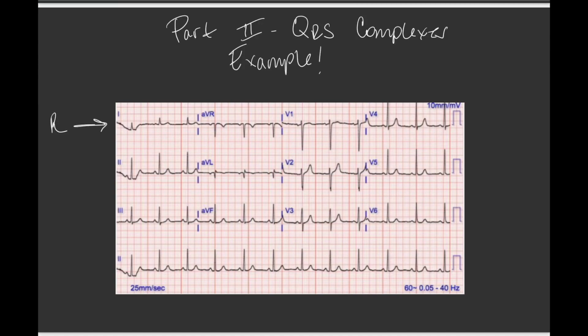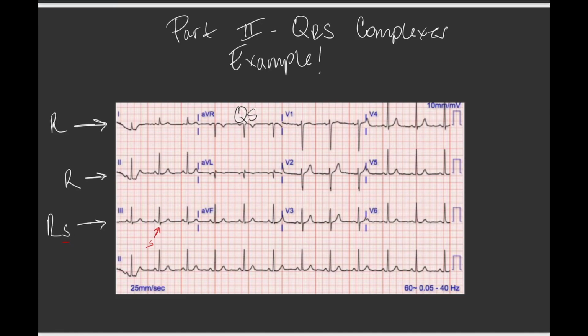How about lead 2? We would see lead 2 is also an R complex. What about lead 3? We would see that lead 3 is an RS complex. Right? We see that little S wave poking out below the baseline. And again, we remember that S is lowercase because it's much smaller than the R wave. How about AVR? That would be that QS. That's very hard to see, isn't it? QS complex.